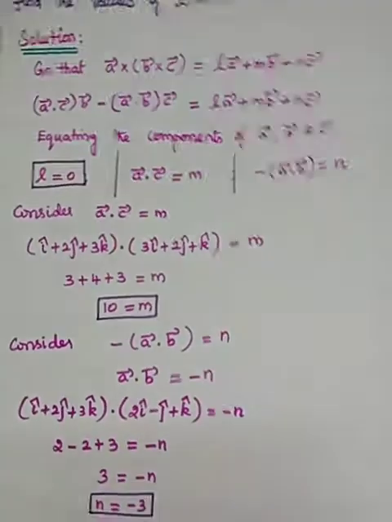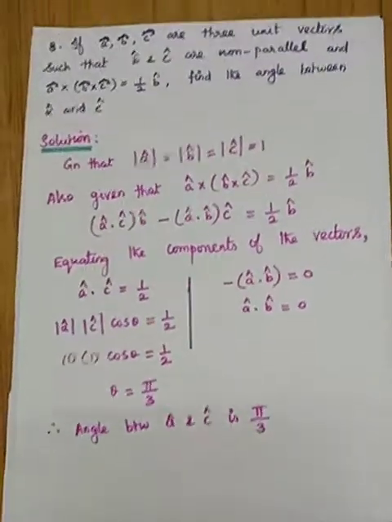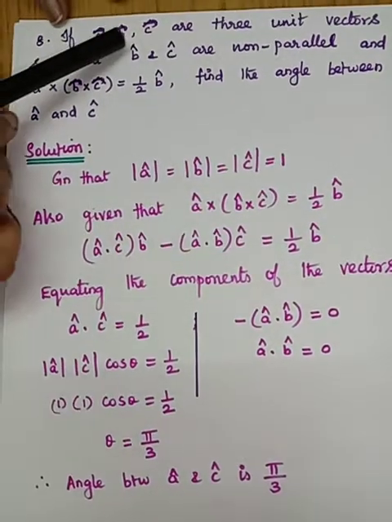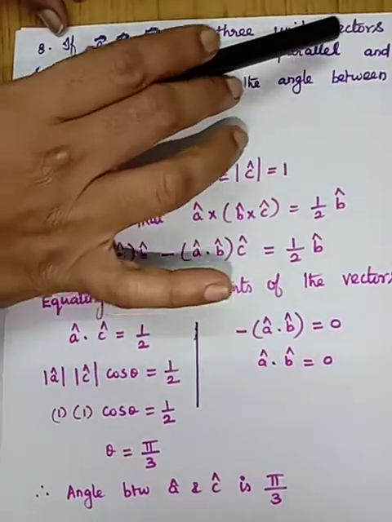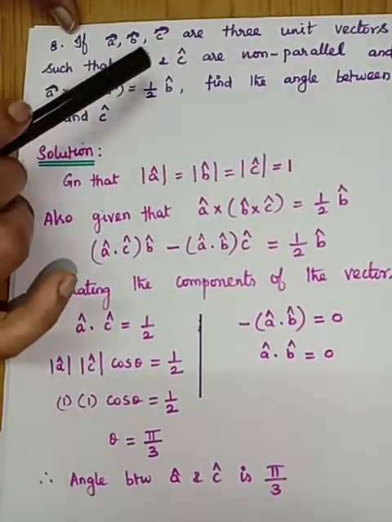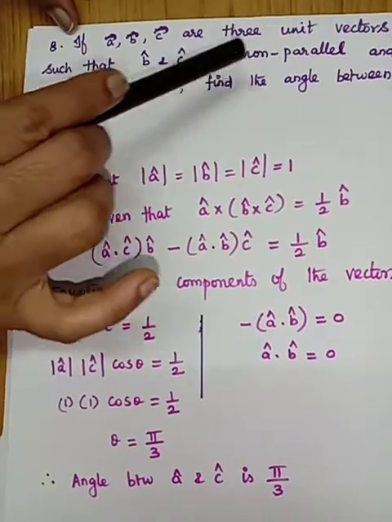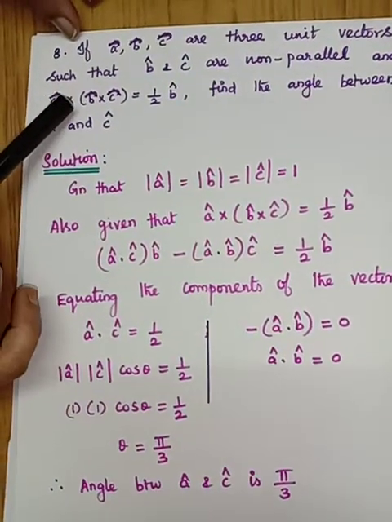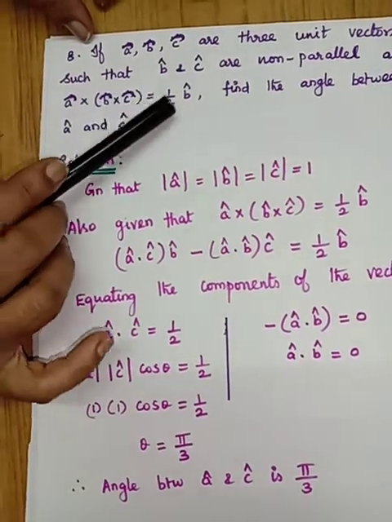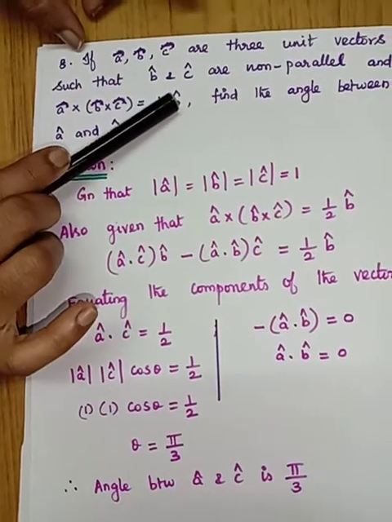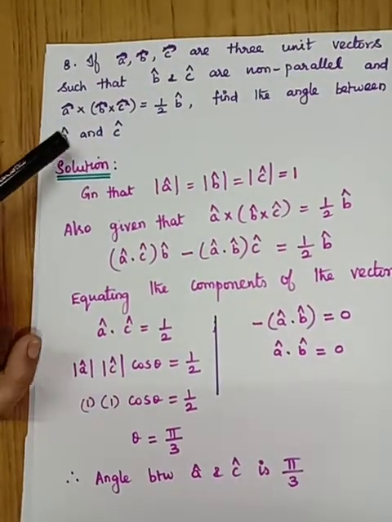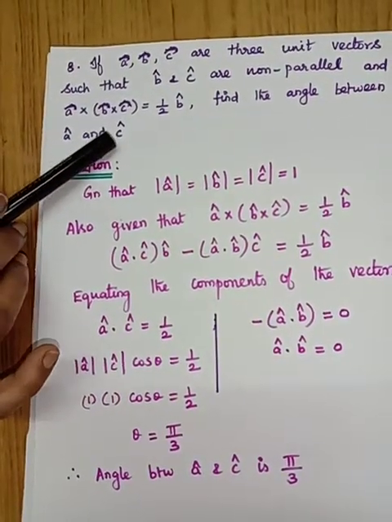So come to the next problem, 8th problem. If A cap, B cap, C cap are 3 unit vectors such that B vector and C vector are non-parallel and A vector cross B vector cross C vector is equal to half B cap. Find the angle between A cap and C cap.